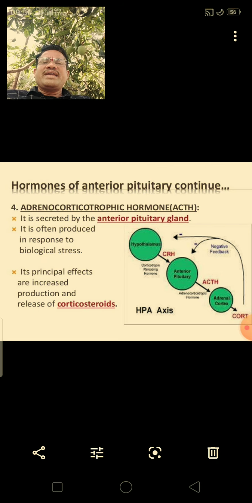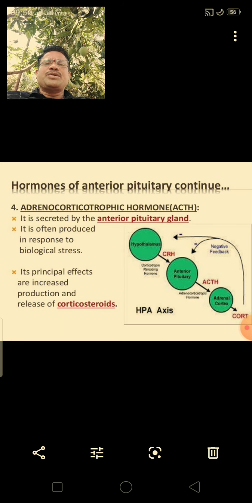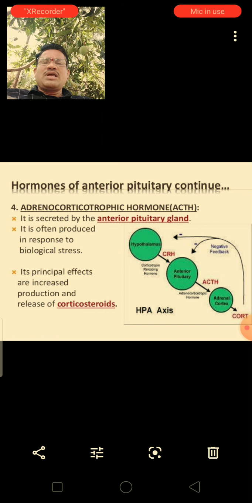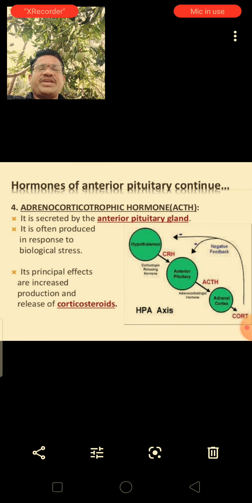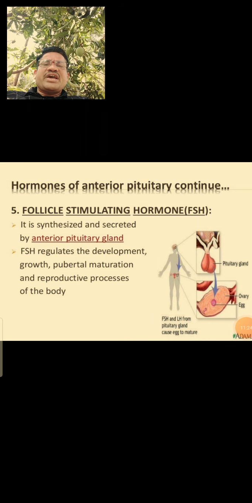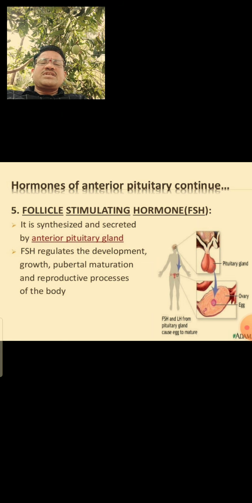Now, adrenocorticotrophic hormone, ACTH. Generally, ACTH is secreted by the anterior pituitary gland. It is often produced in response to biological stress. Its principal effects are increased production and release of corticosteroids. Next one, follicle stimulating hormone, FSH. Generally, FSH hormone is synthesized and secreted by the anterior pituitary gland. The FSH regulates the development, growth, pubertal maturation, and the reproductive process of the body.